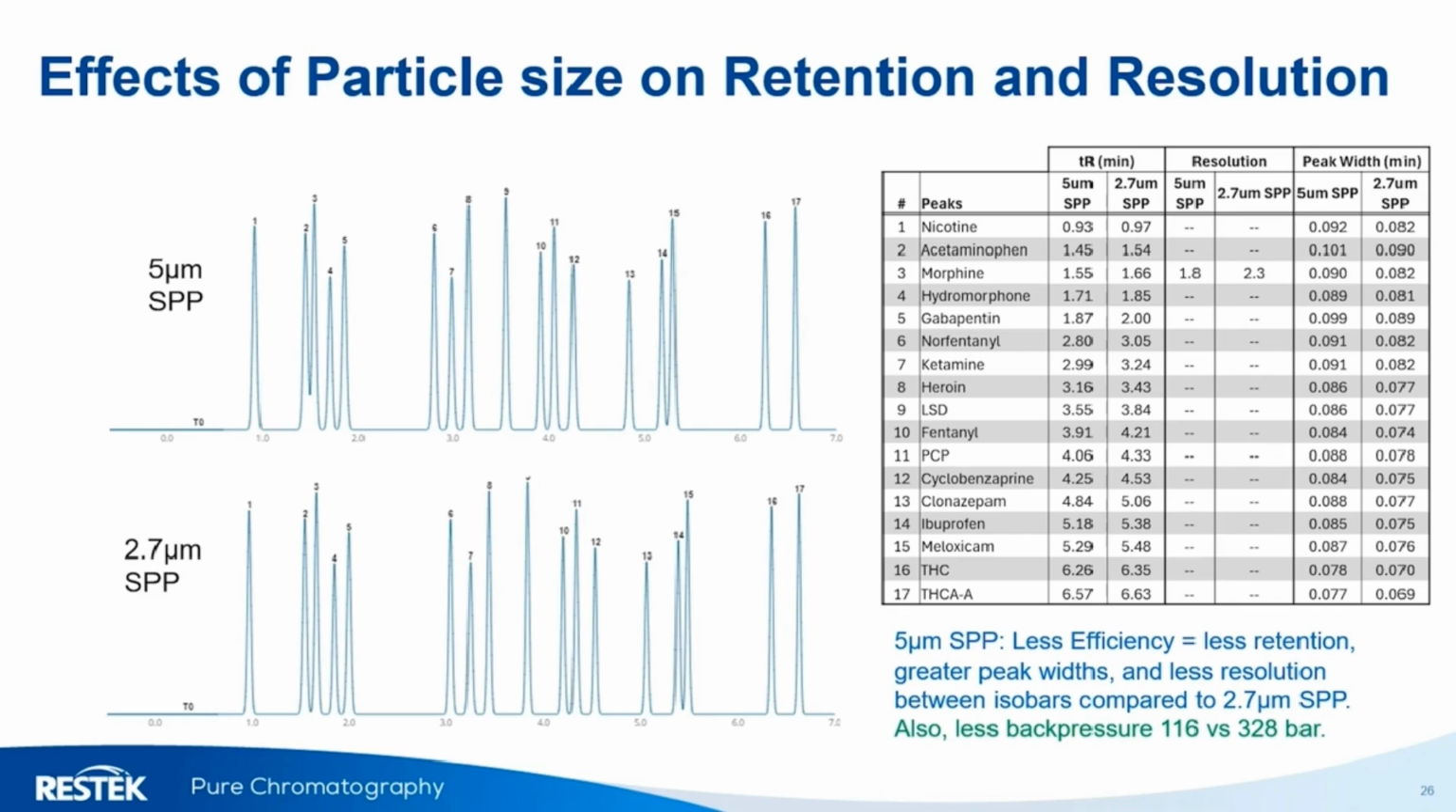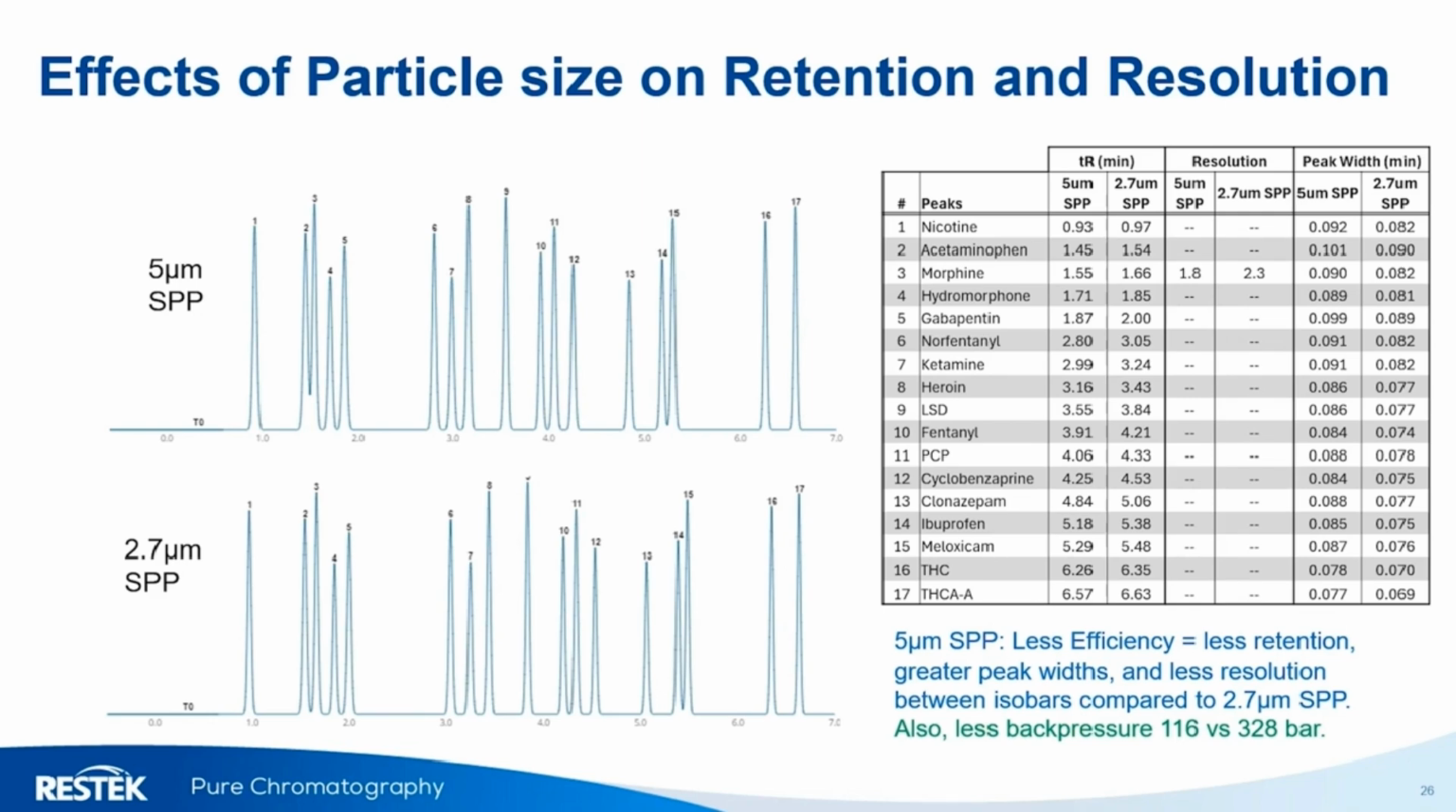I was quickly able to screen the column phases and solvents, and I can also screen the particle size and see what that net effect is going to be on my overall chromatography. Here I switched the column dimension from a 2.7 micron SPP particle to a 5 micron SPP particle, both Raptor biphenyl. You can see the 5 micron particle has overall less efficiency, and less efficiency means less retention. It means greater peak widths and less resolution between isobars compared to the 2.7. But it also means less back pressure.